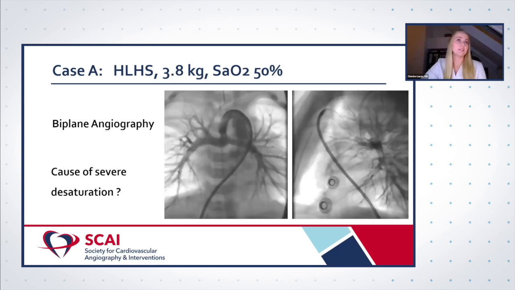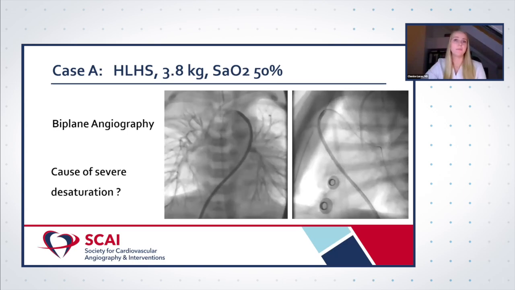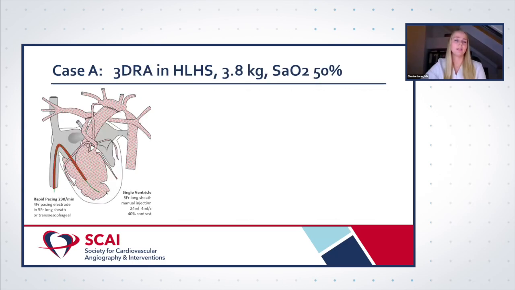So in this slide, the setup of the 3DRA that was performed is demonstrated. A 5 French long sheath was placed into the right ventricle, and through this long sheath, a 4 French pacing electrode was advanced into the apex of the right ventricle. We then performed the rotational angiography with rapid ventricular pacing at about 230 per minute.